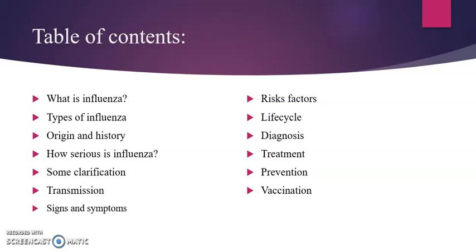And here is the table of contents. What is influenza? Types of influenza, origin and history. How serious is influenza? Some clarification. Transmission, signs and symptoms, risky factors, life cycle, diagnosis, treatment, prevention, and vaccination.